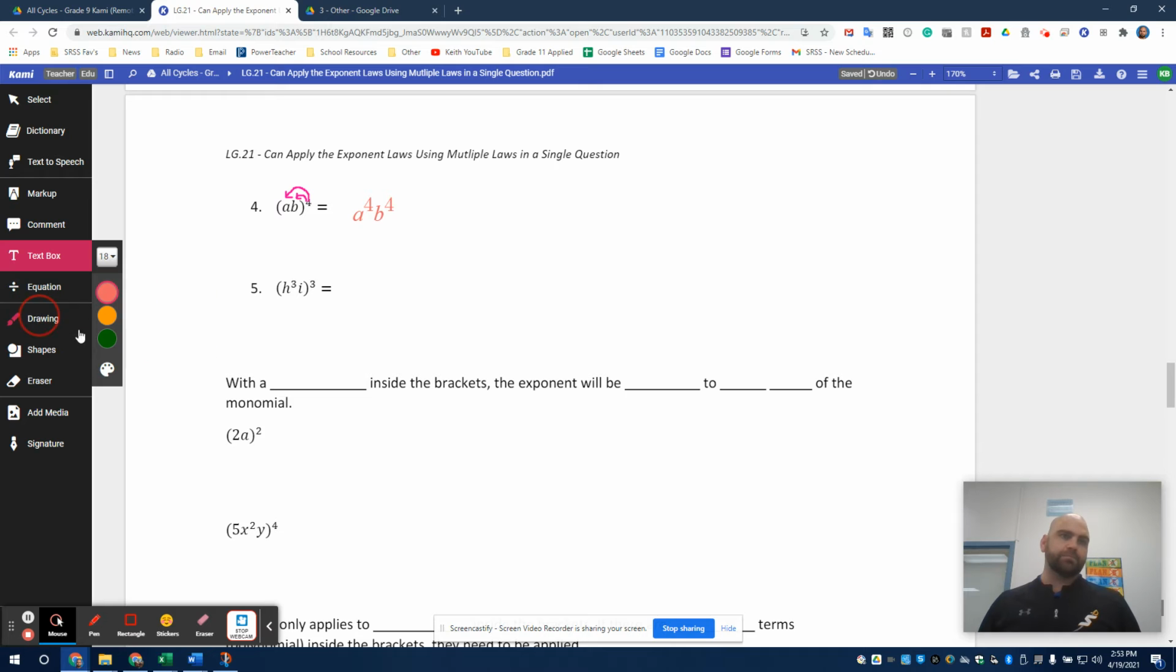In this case, we have another one where we have h cubed i with a 3 on the outside. So that means that this 3 is going to go to the h cubed, and it's going to go to the i to the power of 1. Now, i has an exponent of 1. So when we multiply these together here, 3 times 3 is h to the power of 9, and 3 times 1 is i to the power of 3. That's going to be our new monomial. Again, the exponents don't have to be the same, but they are multiplied from there.